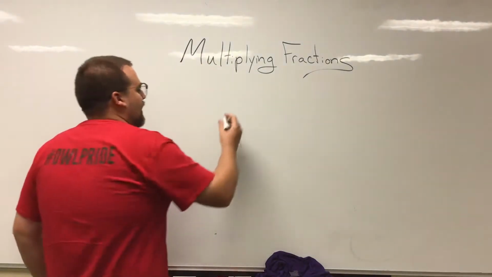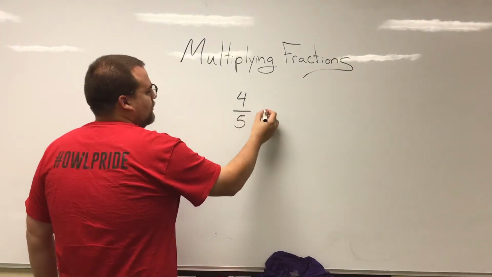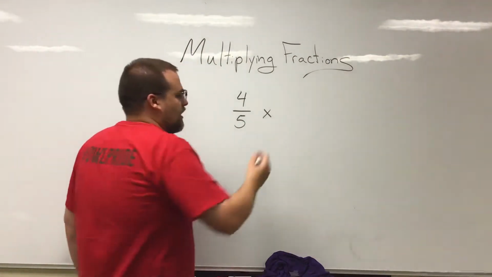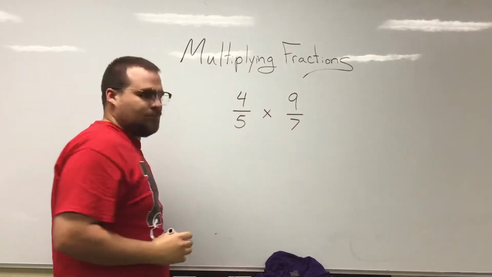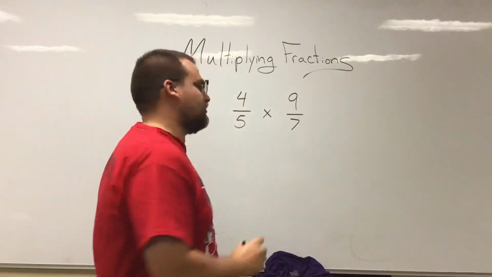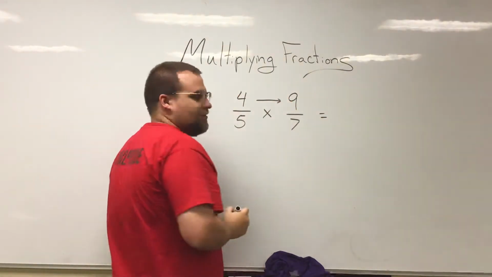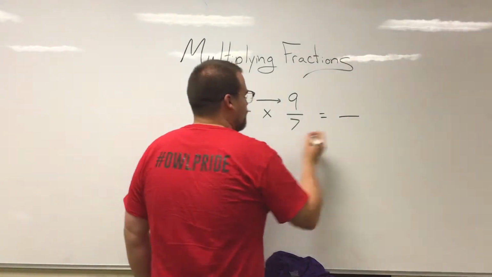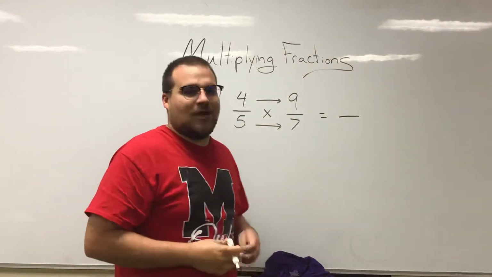Let's say I have the fraction 4 over 5. And then I have another fraction that I want to multiply by it that's, I don't know, let's say 9 over 7. Here's all you have to do to multiply fractions. You multiply straight across the numerators. 4 times 9. That's your new numerator. You multiply straight across the denominators. 5 times 7. That's your new denominator.